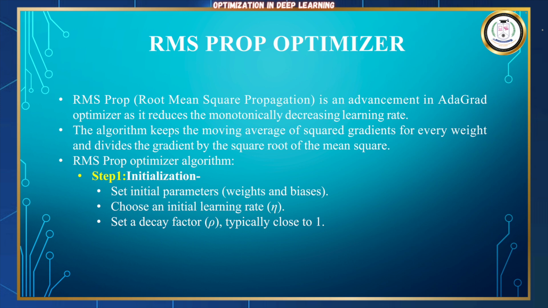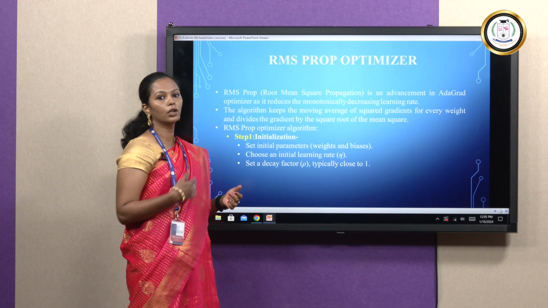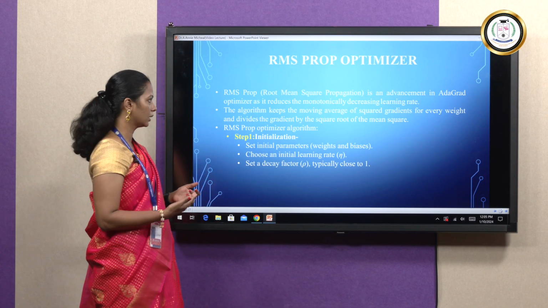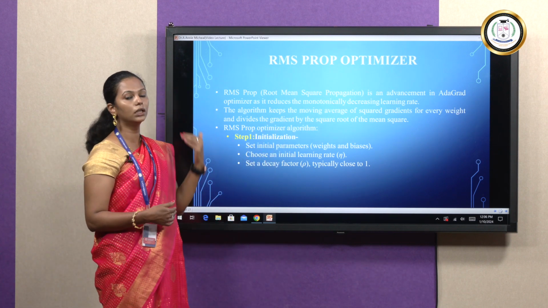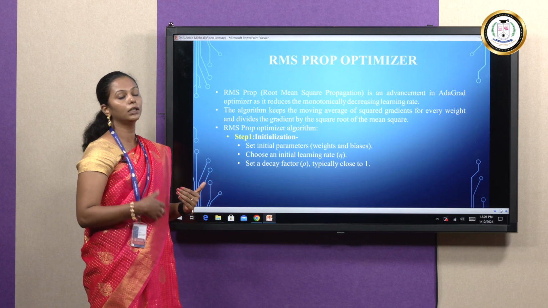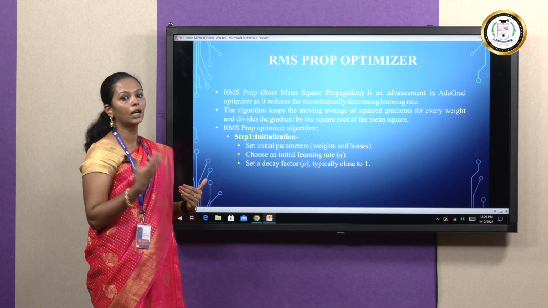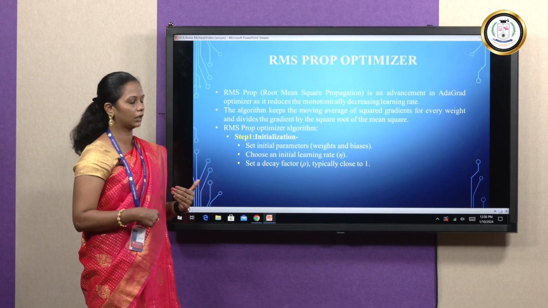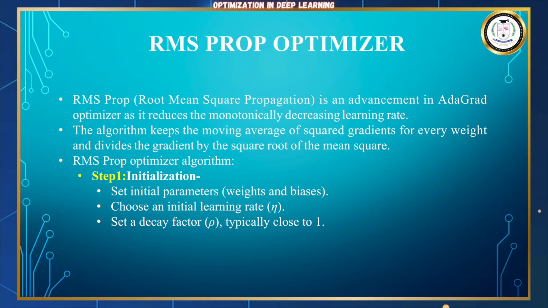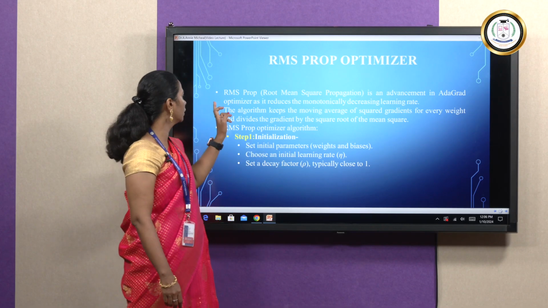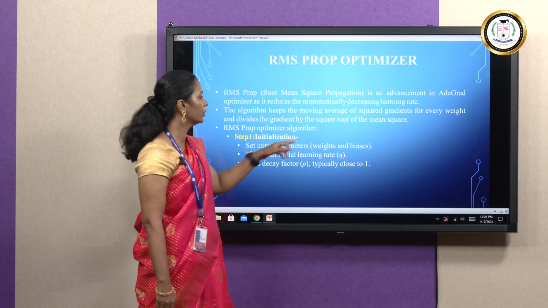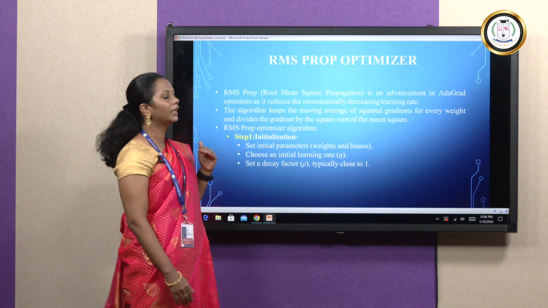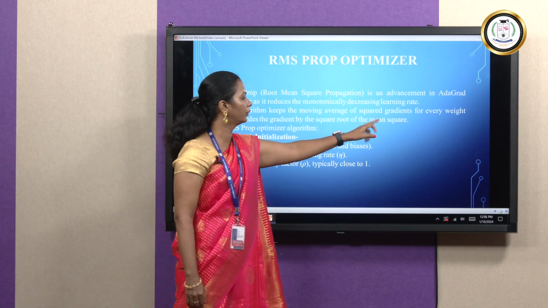So, the disadvantage of Adagrad optimizer is, as your learning rate adapts automatically, what happens? It monotonically decreases your learning rate. So, when your learning rate decreases, what will happen? Your deep learning system cannot acquire new knowledge from the input data. So, to overcome this, we are going to use RMSProp, that is root mean square propagation. It is an advancement of Adagrad optimizer. Here the algorithm will keep the moving average of the squared gradient of every weight, and it will divide the gradient by the square root of the mean square.